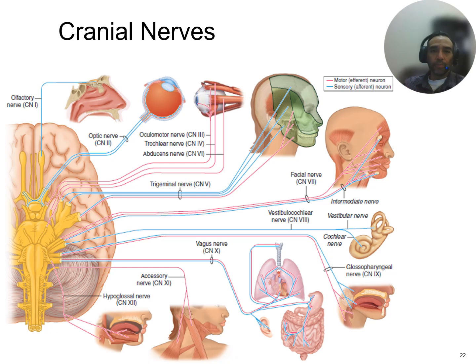So anyway, the last one is cranial nerve number 12, the hypoglossal nerve. It's also a motor nerve, and this nerve controls the muscles of the tongue. That's why it has the name glossal in it. And it's also important for speech and swallowing.